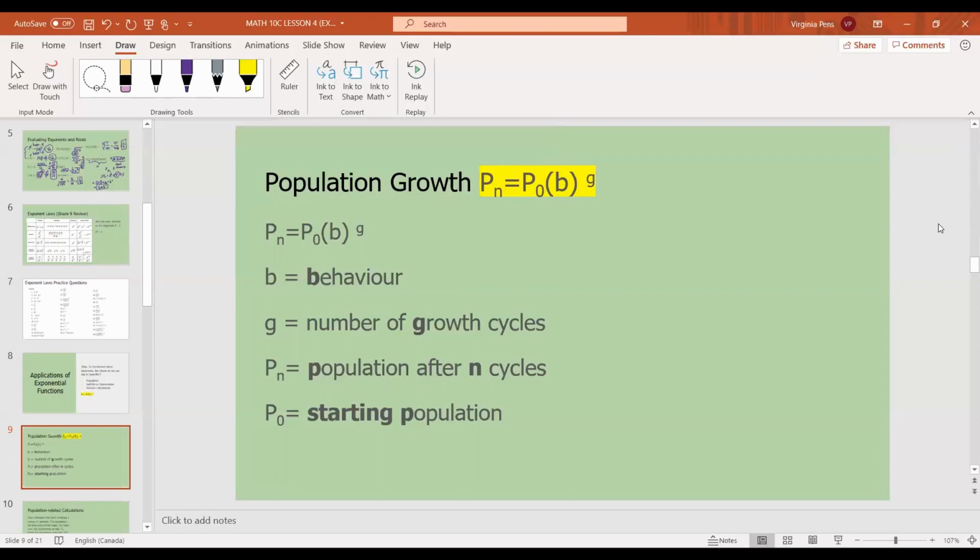The population n stands for the population after n number of cycles. So n is actually the same as G. I don't know why they use a different variable for it, but essentially G and this tiny n subscript are the same value. And then P0 is just the starting population. So how big was your population at the beginning? We're going to put this formula to the test with an example in the next slide.